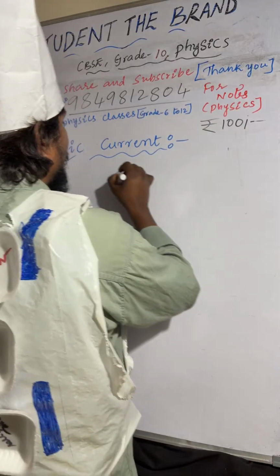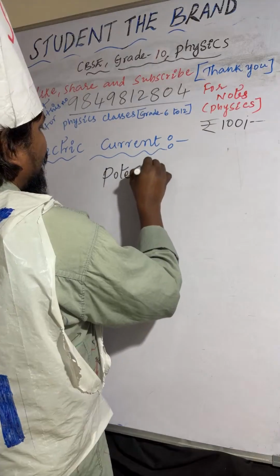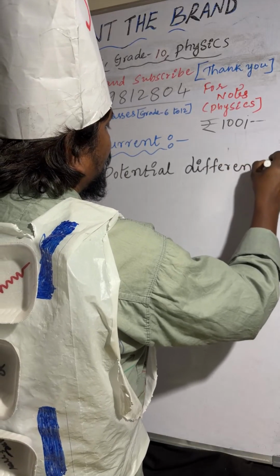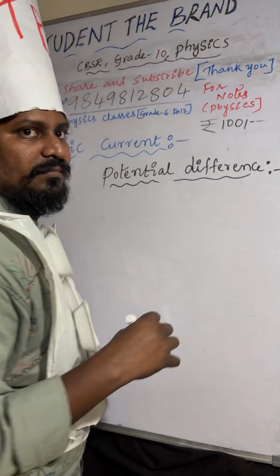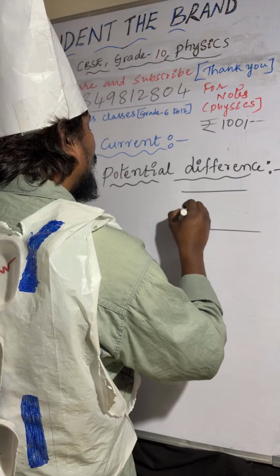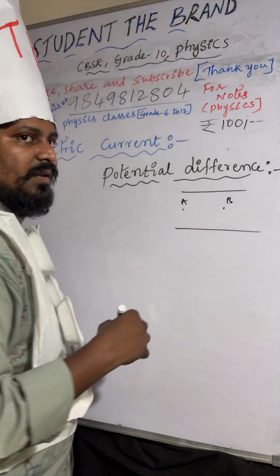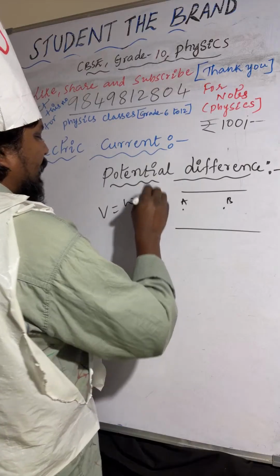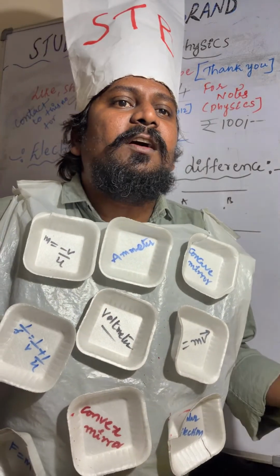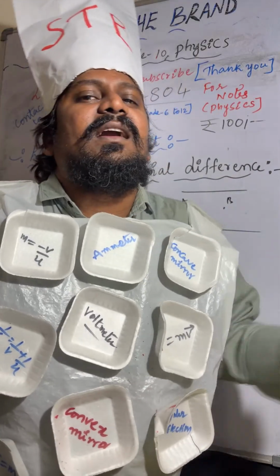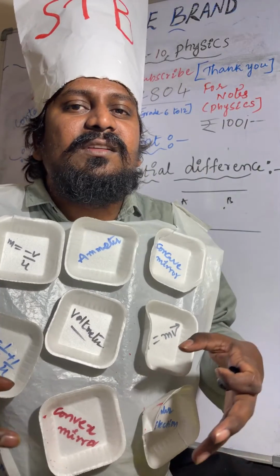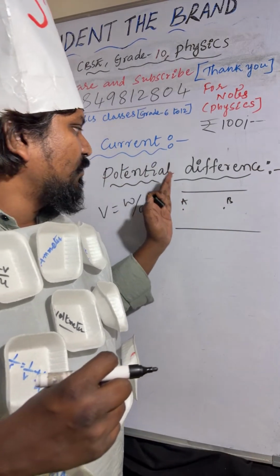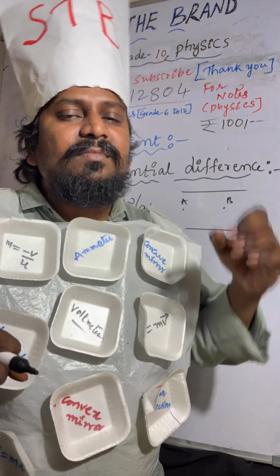Here, potential difference. Take point A and point B. We are doing some work to bring a unit positive charge from one point to another point within the conductor. That is called potential difference.